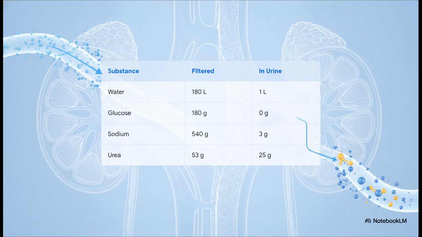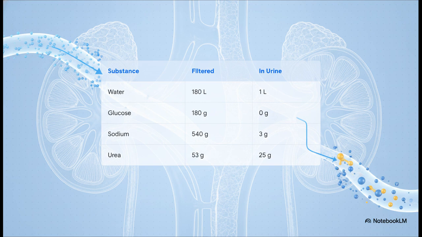Now you want to talk about efficiency? The numbers here are absolutely wild. To put this in perspective, your kidneys filter a whopping 180 liters of fluid every single 24 hours. Just let that sink in for a second. 180 liters. But you only actually excrete about 1 to 1.5 liters of urine. That means your body is reabsorbing over 99% of that water right back into your blood.